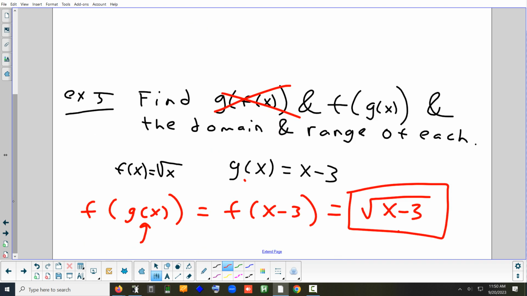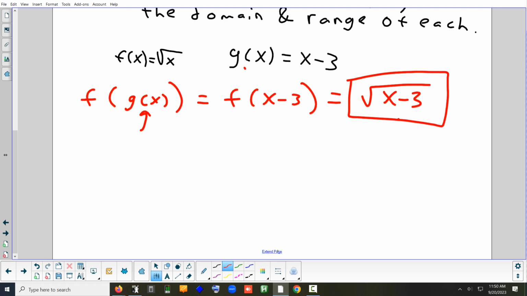Does the final answer have a fraction with a variable in the bottom? No. Does it have a square root? Yes. Then there are values we need to eliminate, not from the inside function, but from the final answer. I think we did this earlier already. What values could you pick for x that would work here?